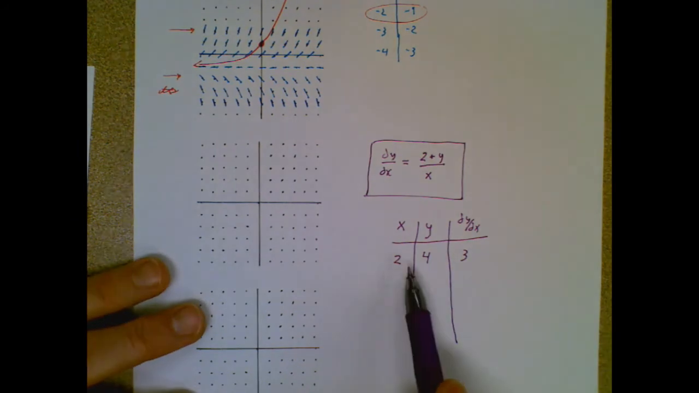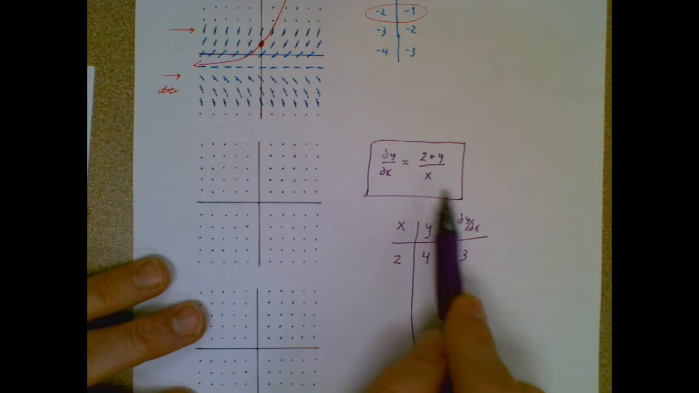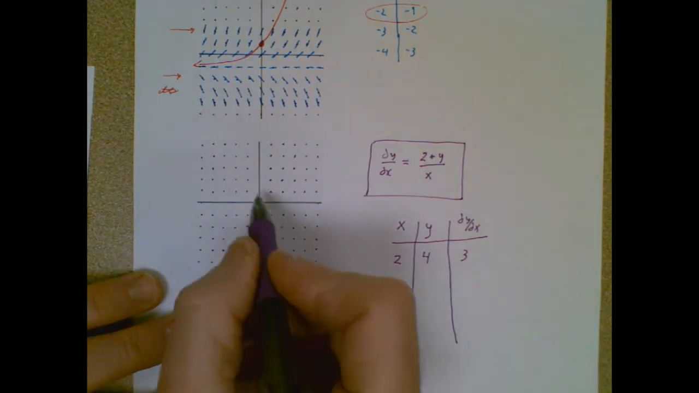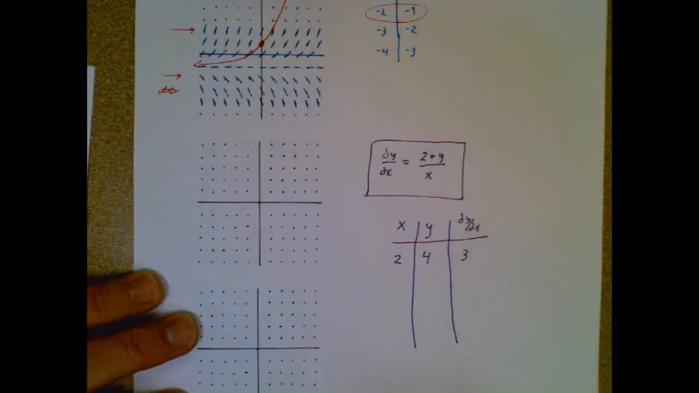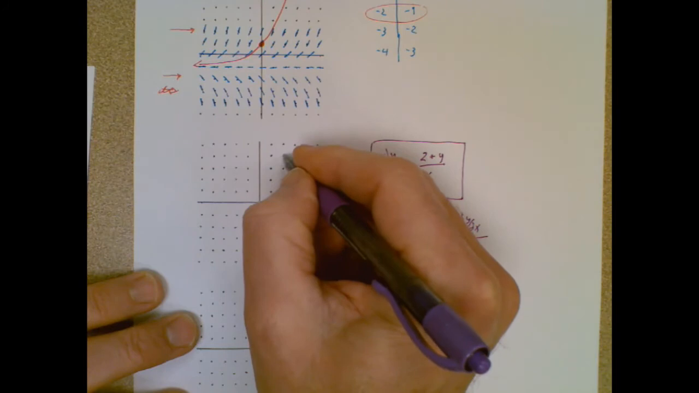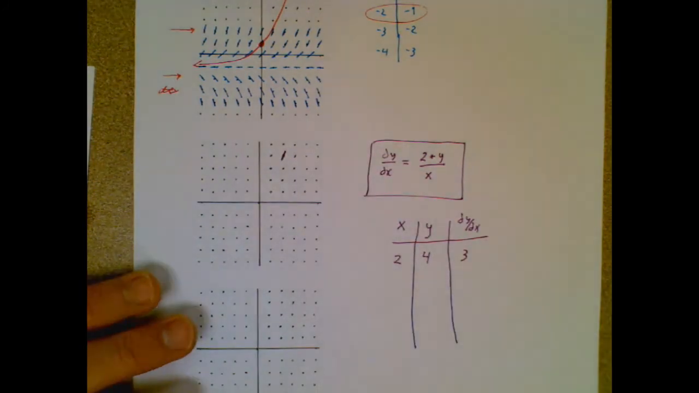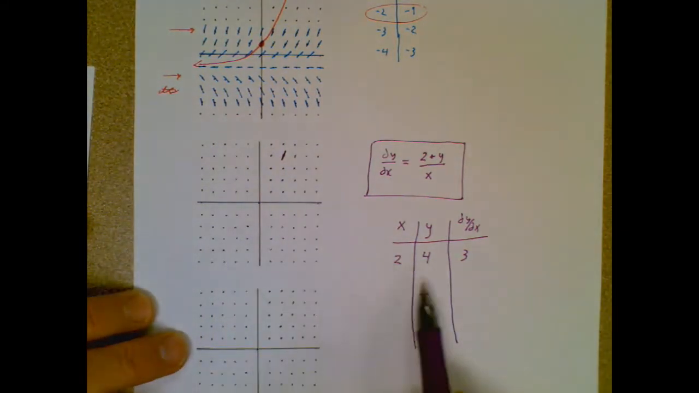So I'm choosing a few at random. If x is 2 and y is 4, my slope is 3 because I plug into here. So that means at the point (2, 4), there it is, the slope that I would have to sketch would have to be a positive 3, which would look something like that.